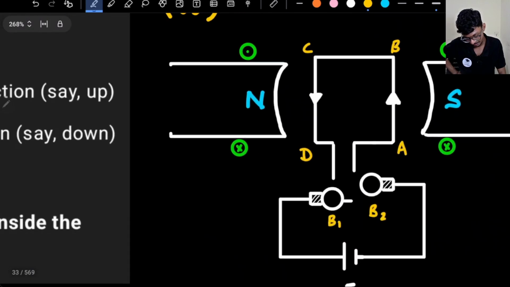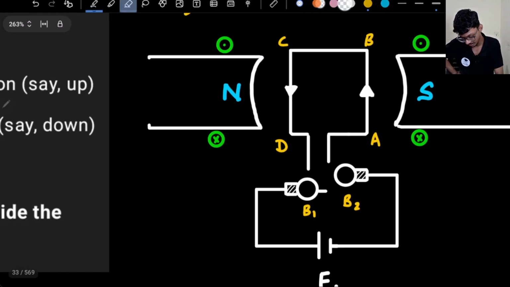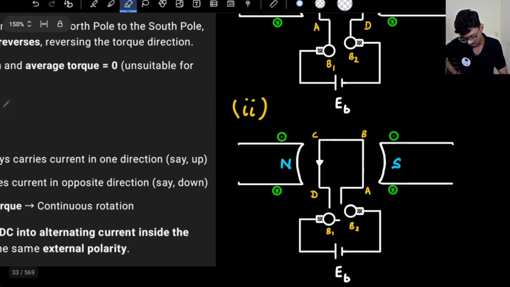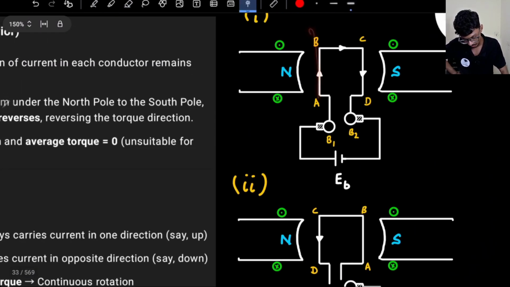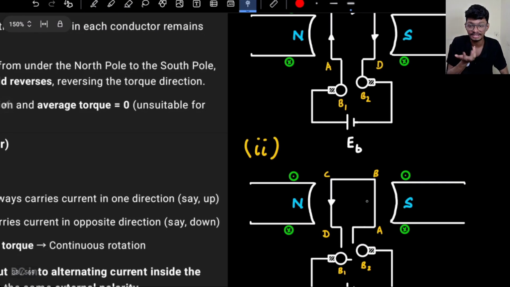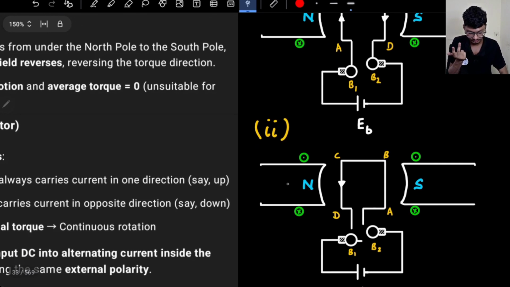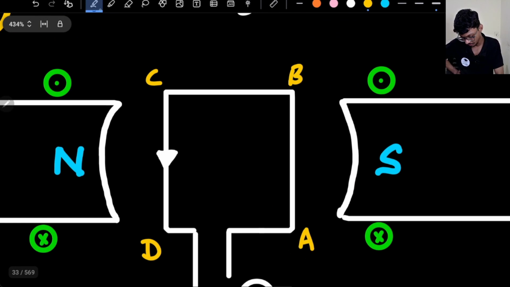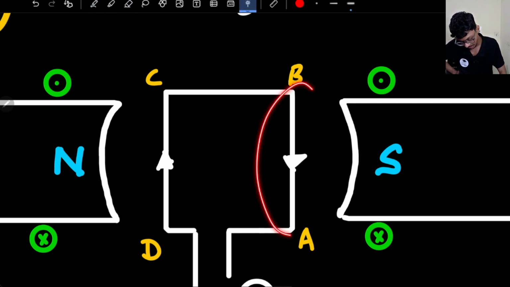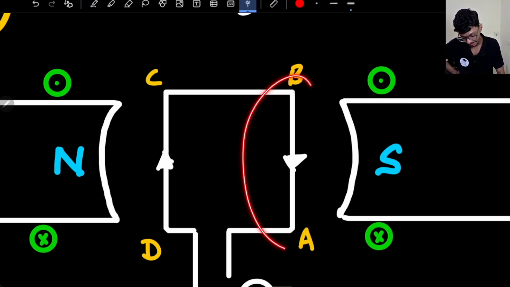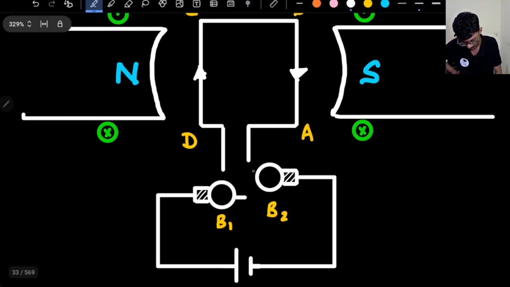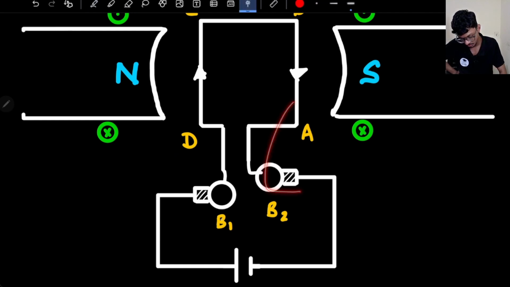Here, although the direction of the current across the coil will change, because initially it was going from bottom to top, now it will be top to bottom. Why? Because the direction of the field has changed. Previously it was incoming, now it will be outgoing. So across the conductor AB the direction has changed, but in brush B2 the direction will be the same: current is still incoming to brush B2 and outgoing from brush B1.